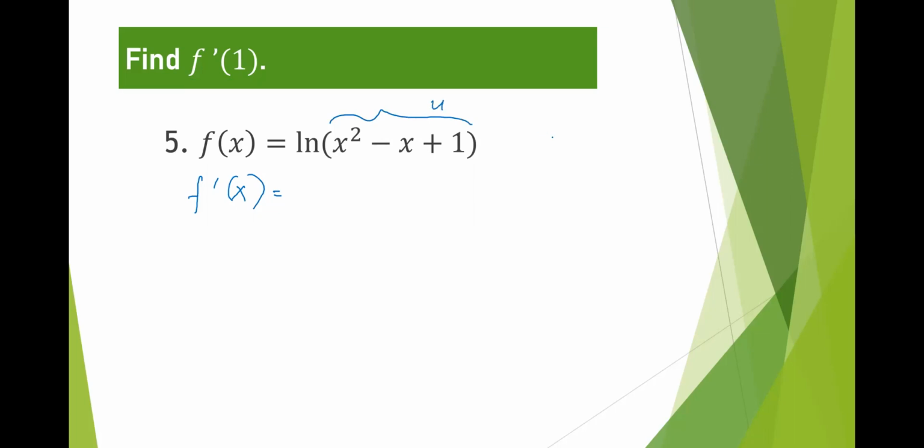Sabi sa formula, derivative ng ln of u with respect to x is equal to u prime over u. Yung u lalagay sa baba, u prime sa taas. So, yung u lagay sa baba, tapos derivative lagay sa taas. So, derivative is 2x minus 1.